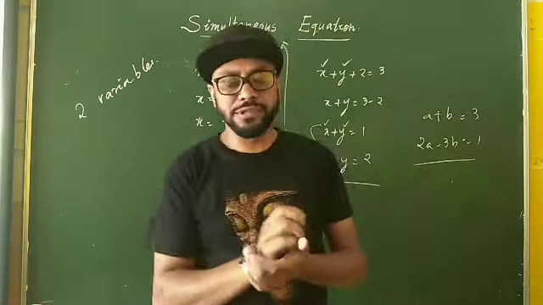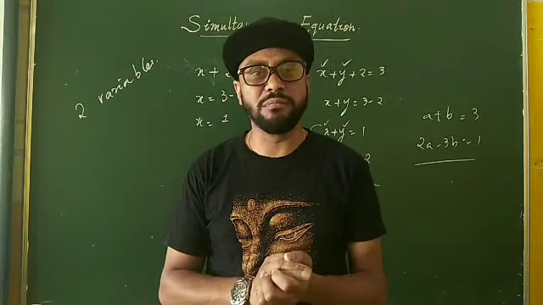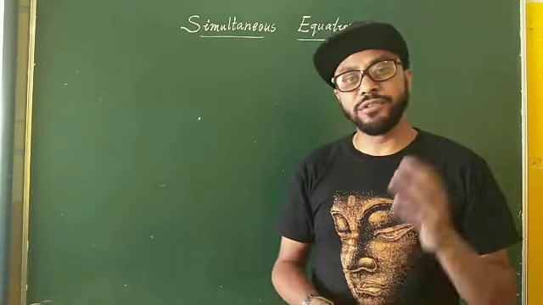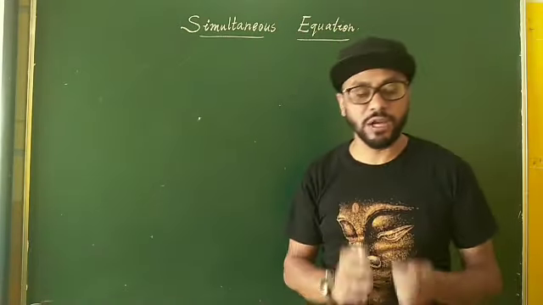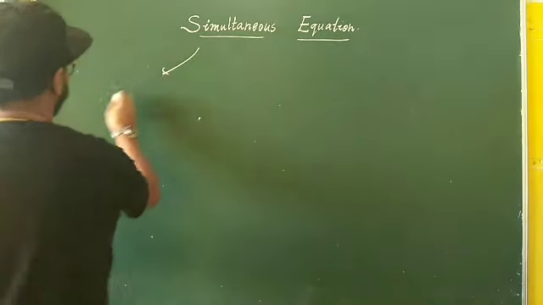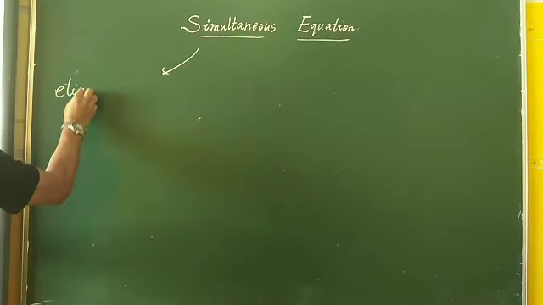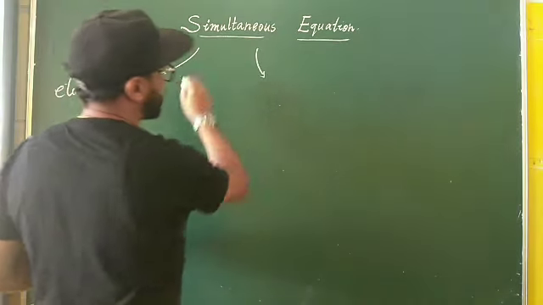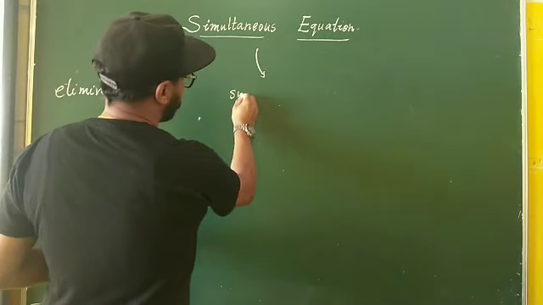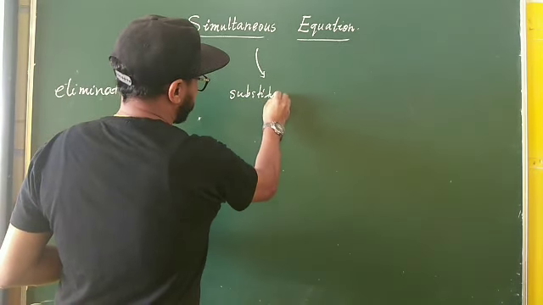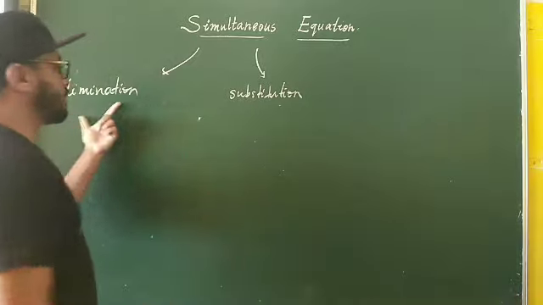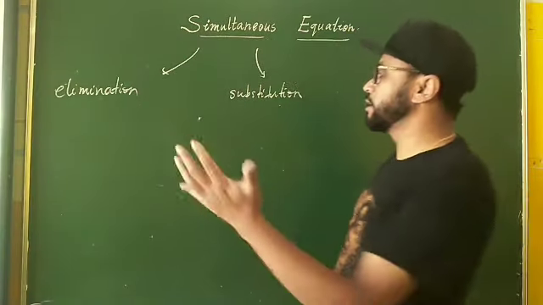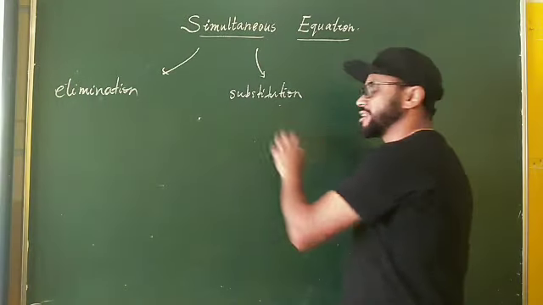Alright? So three methods are there. So let's discuss that one by one. There are three methods to find the value of the variable by using simultaneous equation. Okay? So the first one is by using the elimination method. Second one is by the substitution method. I think those who are in class 8 or class 7, you are familiar with elimination and substitution.